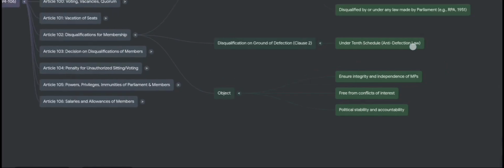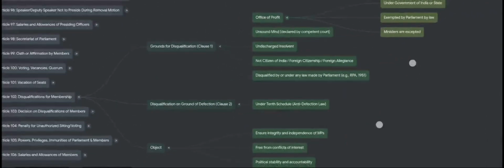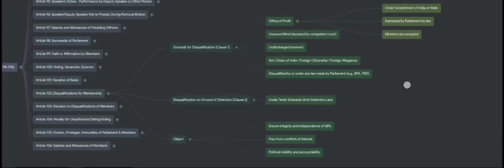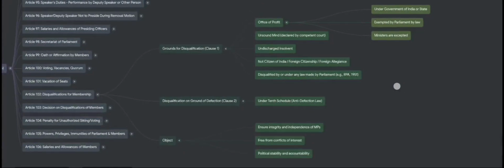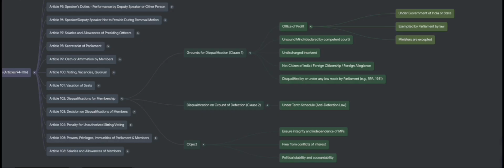Right. This is probably the most litigated ground. It's designed fundamentally to prevent legislators from holding positions under the executive government that could create a conflict of interest or allow the executive to exert undue influence over them through patronage or financial dependence. The idea is that an MP's primary allegiance should be to their constituents and legislative duties, not to a government-controlled position that might offer financial gain or other benefits.